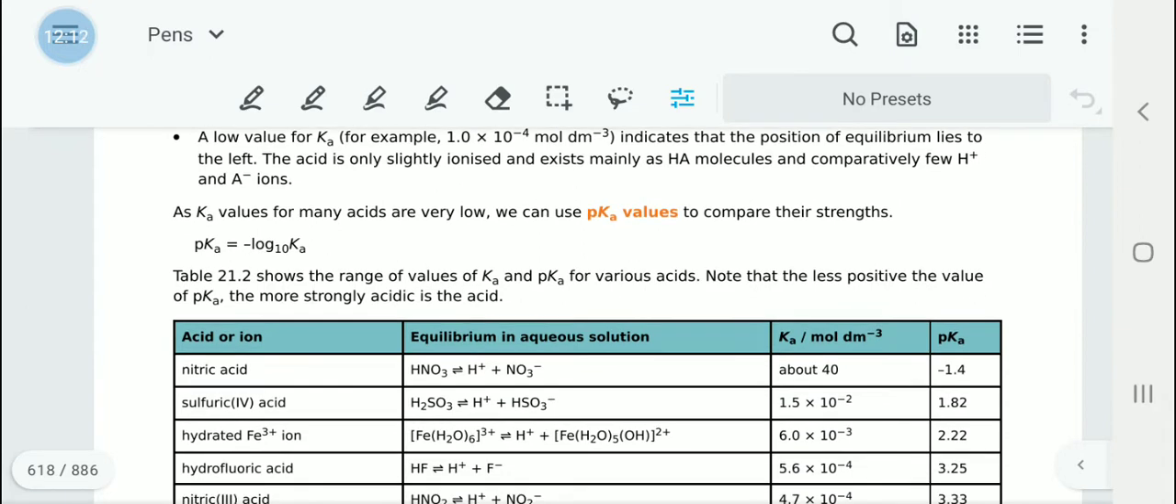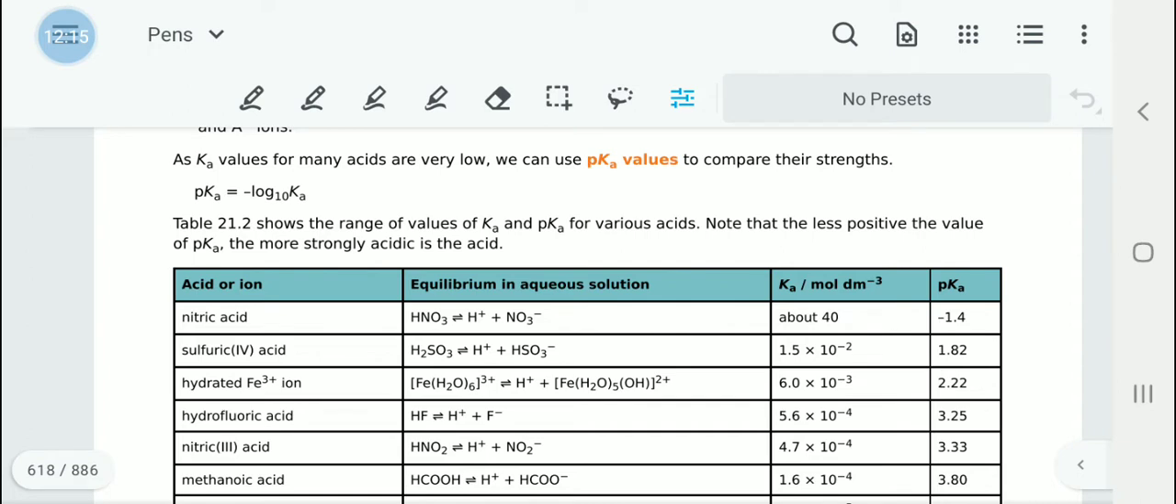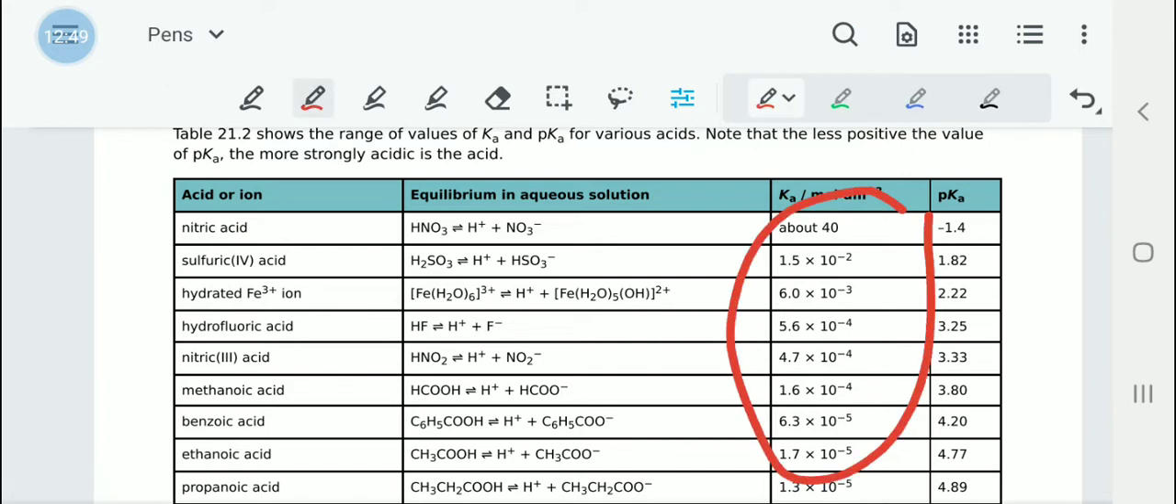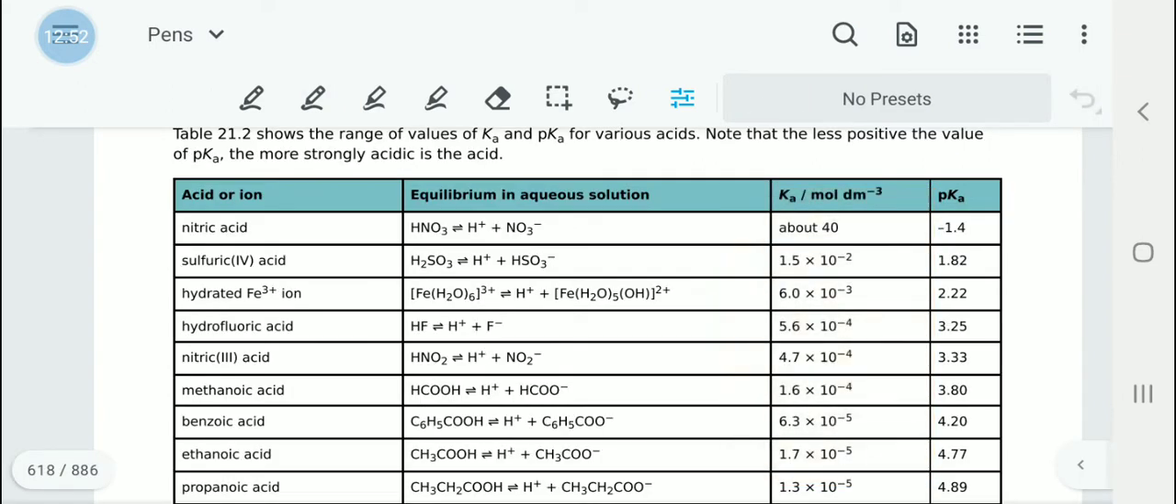For many weak acids, the Ka values are very low. So because of that, we use pKa values to compare their strengths. pKa values are taken by obtaining the negative logarithm of the Ka value to the base 10. That will give us something similar to what we do with the pH value. We get a pKa value because these values cannot be compared without confusing ourselves. So as a result, we use the pKa values.